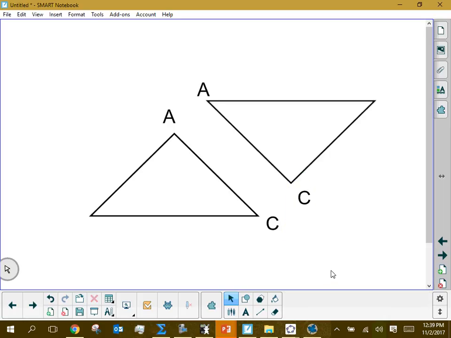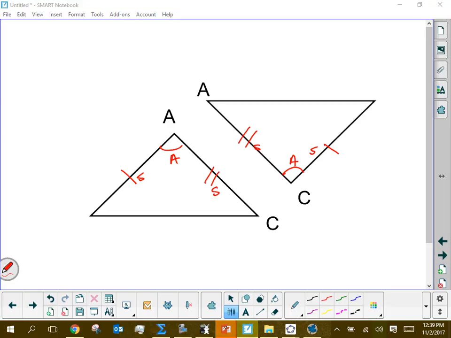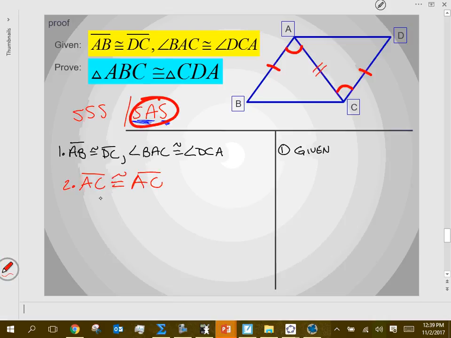Does that make sense? So, given the information that we had, we started off with that segment and that segment congruent, that angle and that angle congruent, and now we've shown AC is congruent to itself. And if I pull the triangles apart, you have side, angle, side, and then over here, side, angle, side. Does that make sense to everybody? Okay. So, using that reflexive property, that's the reason we can make that statement. Reflexive is the idea that anything is either equal or congruent to itself.